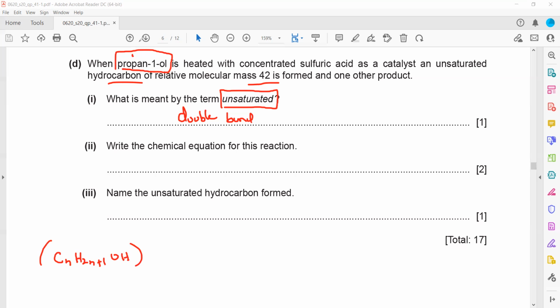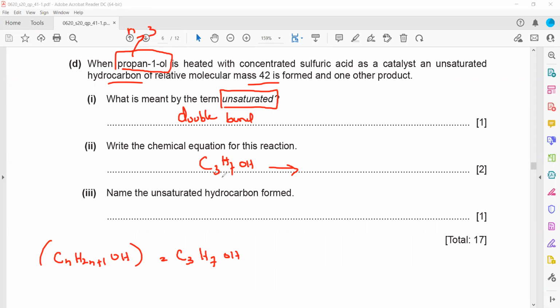So if it is prop, it means 3 carbon, n is equal to 3. So what is the formula of propanol? It will be C3H(3 multiplied by 2, 6, plus 1, 7). So C3H7OH. So the formula for propanol is C3H7OH. And they mention when it is heated, it turns into an unsaturated hydrocarbon. Unsaturated hydrocarbon means it becomes an alkene.